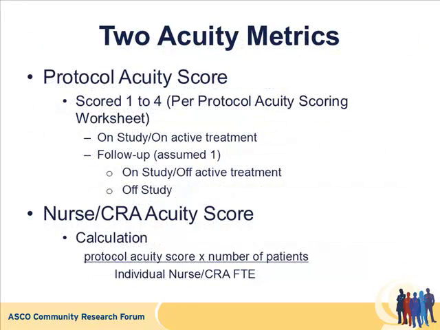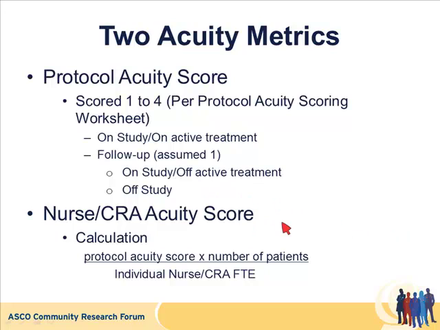We looked at 2 acuity metrics, and these were things that were a little bit confusing for participants, so we felt it was important to clarify. We looked at protocol acuity score. This was the score assigned to on-study studies that had patients on study active treatment. Those were assigned a score, again, of 1 to 4. The ones that were in follow-up, any patients in follow-up were assigned an acuity score of 1. And that included patients on study, off active treatment, as well as off study.